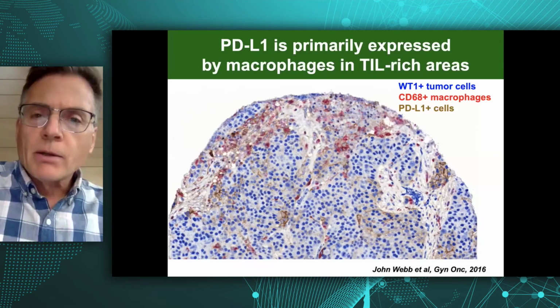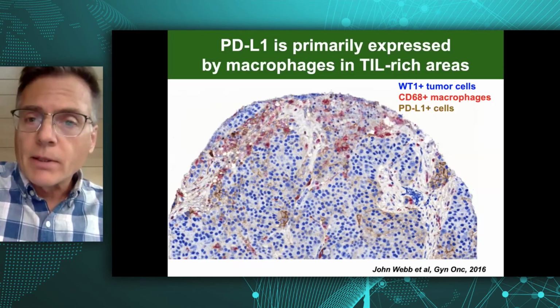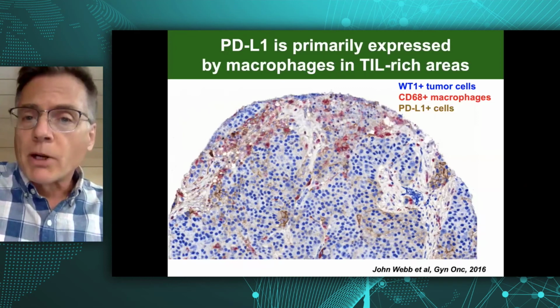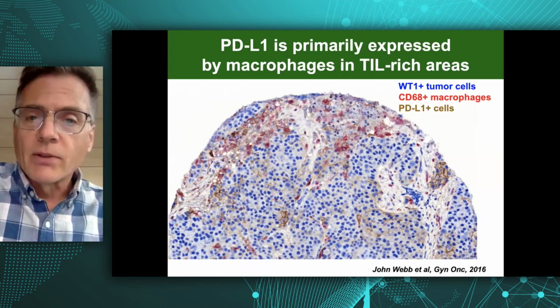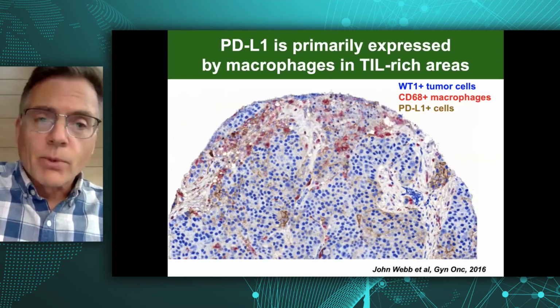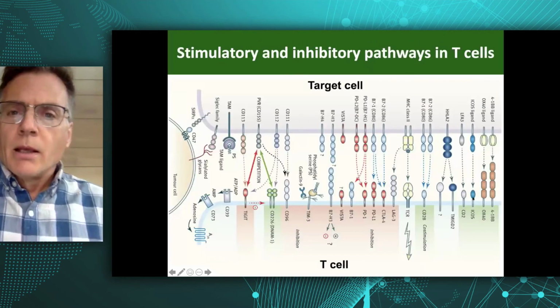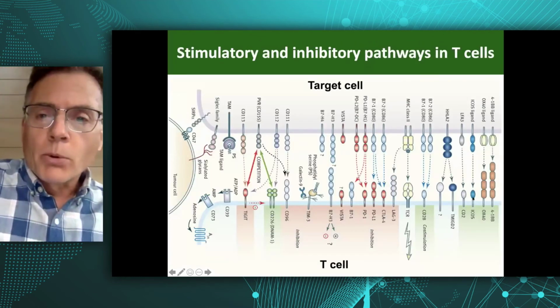So it could be that when we're giving patients these agents, anti-PD-1 or anti-PD-L1, what we're primarily doing is unleashing a response against tumor-associated macrophages rather than the tumor cells themselves. So how do we go forward from here?